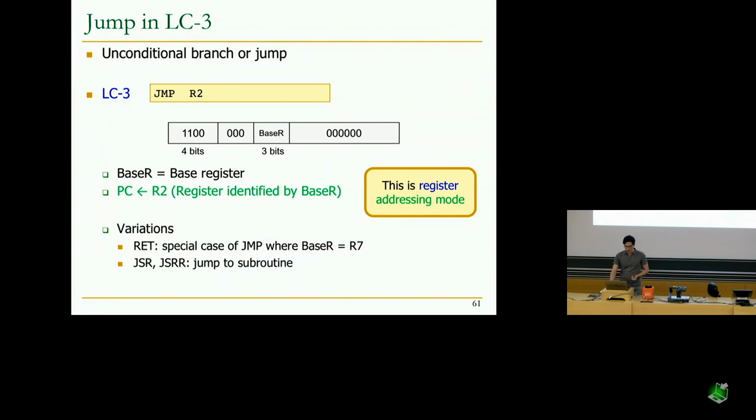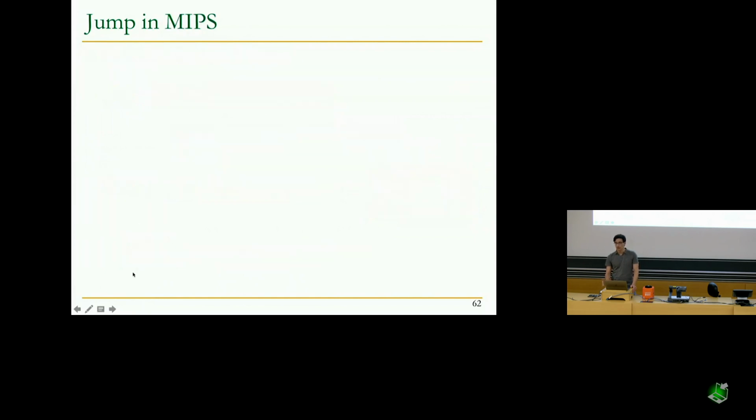Okay, another variation is JSR or JSRR, which actually are the ones that we use to jump to a subroutine. The jump instruction, as you will see tomorrow, is more useful for writing loops, like while loops or for loops. For the specific jump to subroutines, we have this one, same as you will see that we also have the specific one in MIPS. So in MIPS, the jump instruction is J.